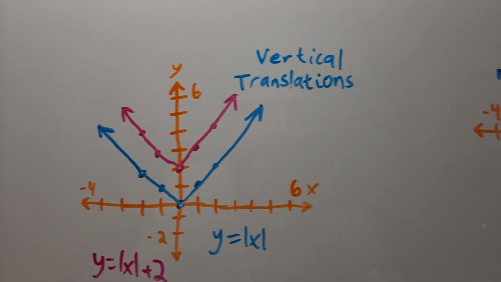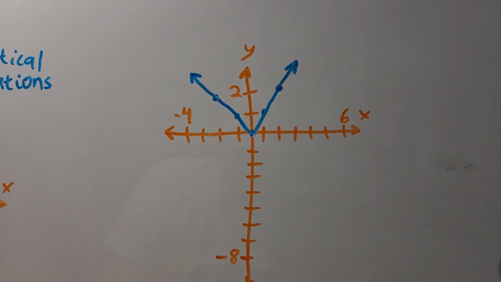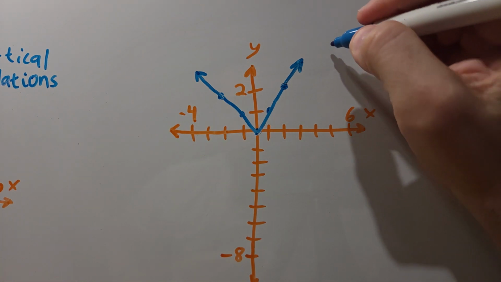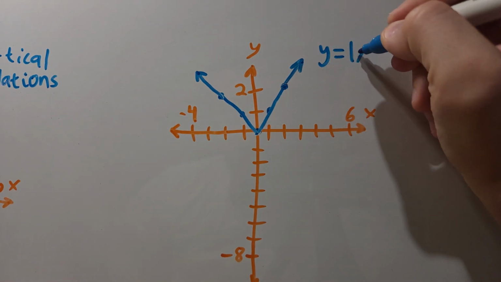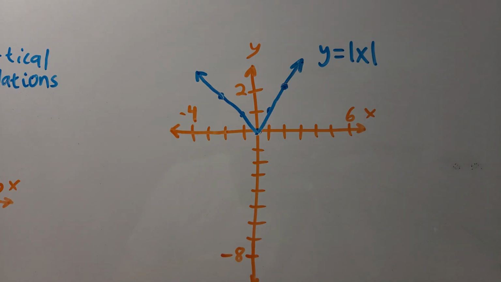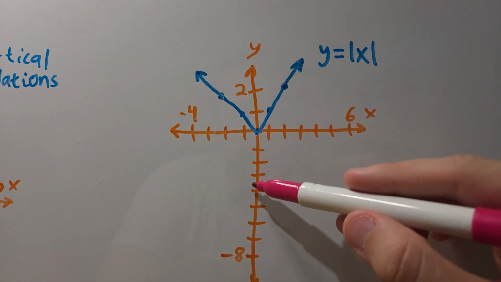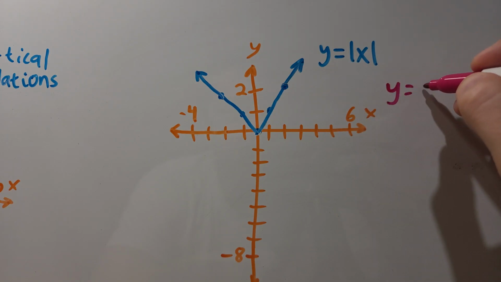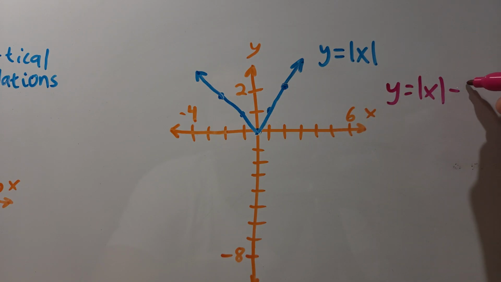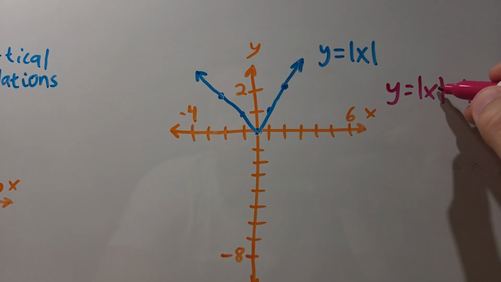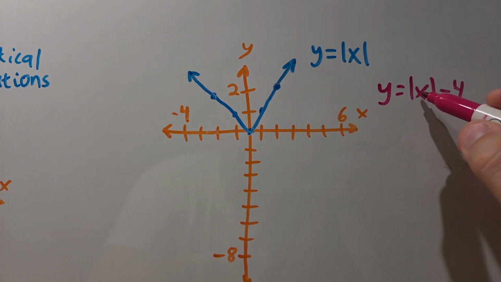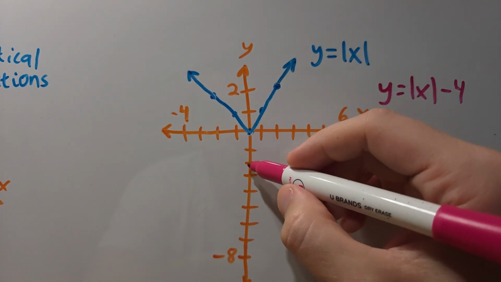Let's take a look at one where we have a vertical shift going down. Here again is the graph of y equals the absolute value of x. Let's take this graph and we'll shift it down 4 units. So in this other color, we're going to do y equals the absolute value of x. And now all we're going to do is take 4 away from whatever we get for the absolute value. So if I plug in 0, it's going to be 0, -4. Right here.